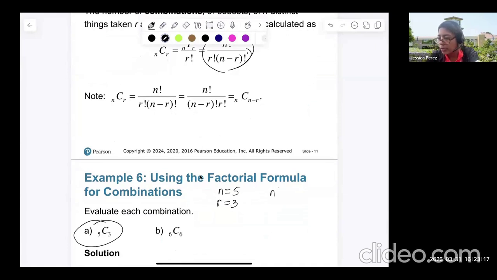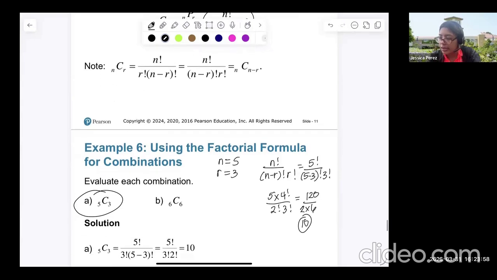So we use the formula n factorial over r factorial times n minus r factorial. That will place me at 5 factorial over 5 minus 3 factorial, 3 factorial. The 5 factorial is the same as 120. So it's 5 times 4 factorial over 2 factorial, 3 factorial. Well, 4 factorial is 24, and then 24 times 5 is 120. So we do 120 over 2 times 6, which is 12. I get 10. So 5C3 is 10.